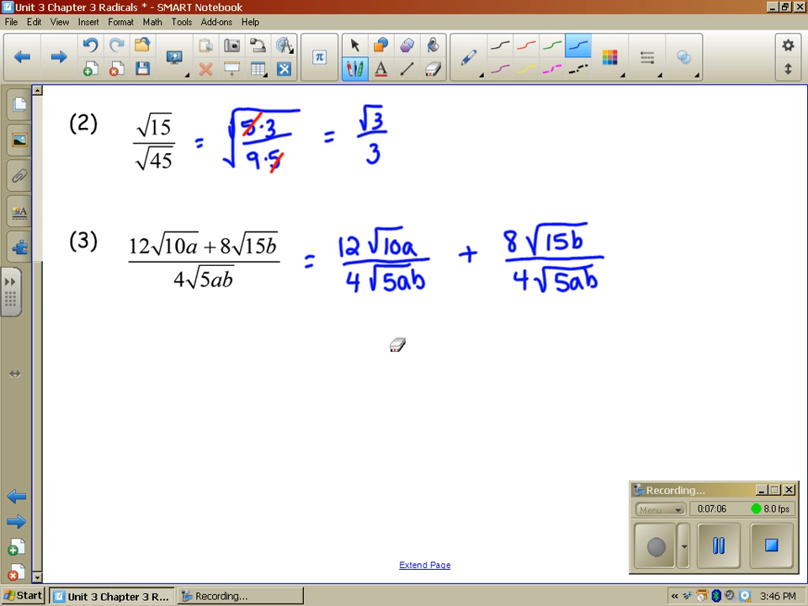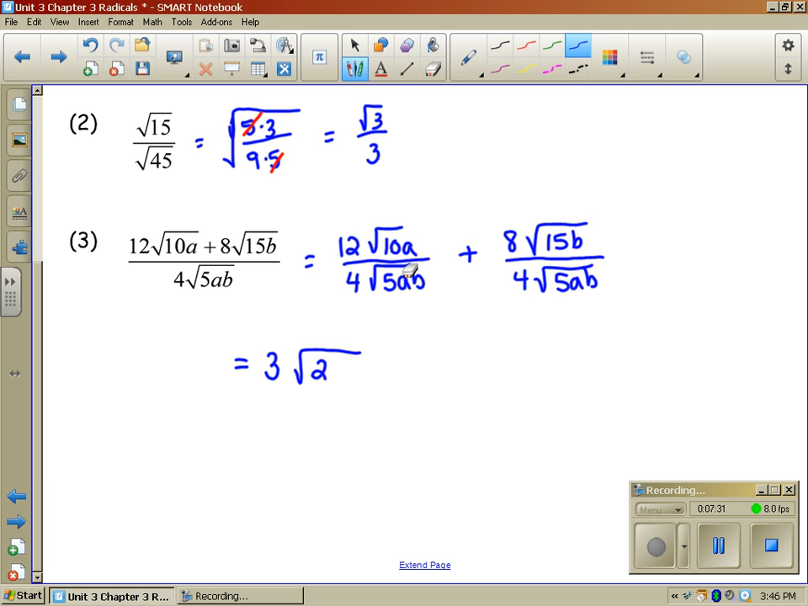Now it's the same thing as far as combine them or cancel. 12 divided by 4 is 3. Now you can write this out under one square root, but you don't need to show that step. The square root of 10 divided by the square root of 5, so we can write it as the square root of 10 divided by 5, which is the square root of 2.